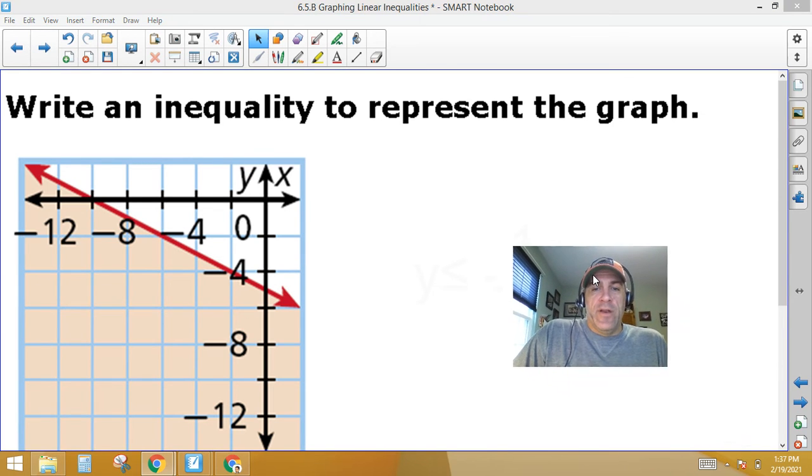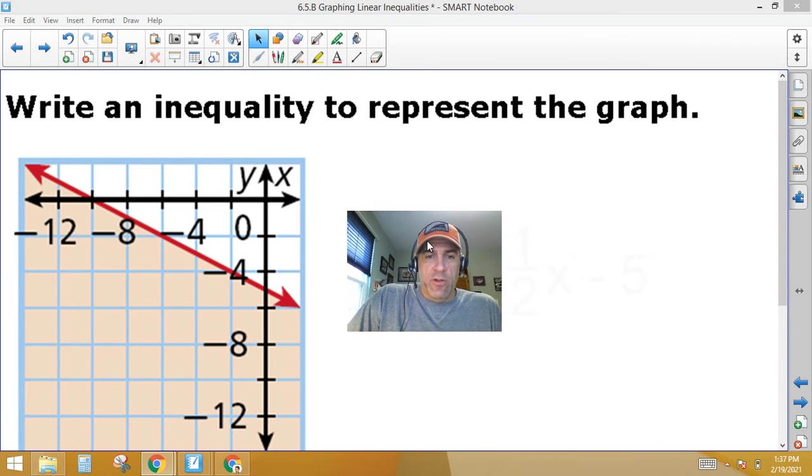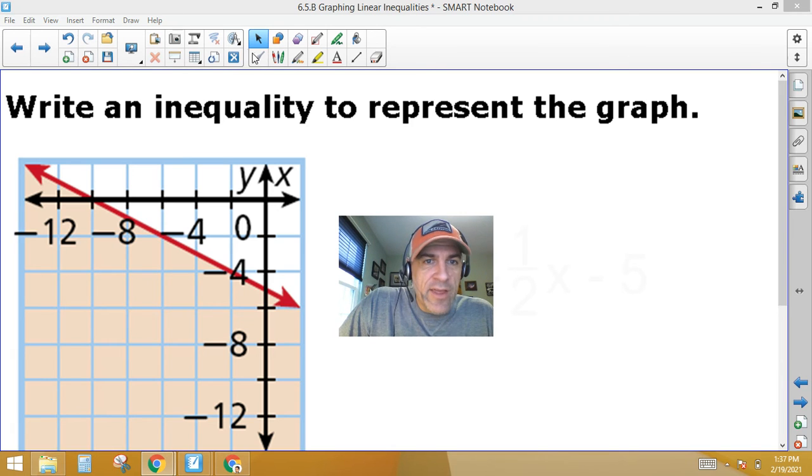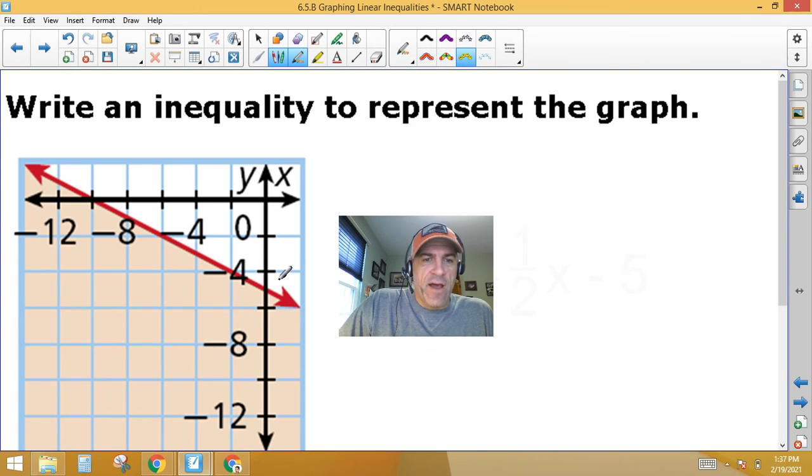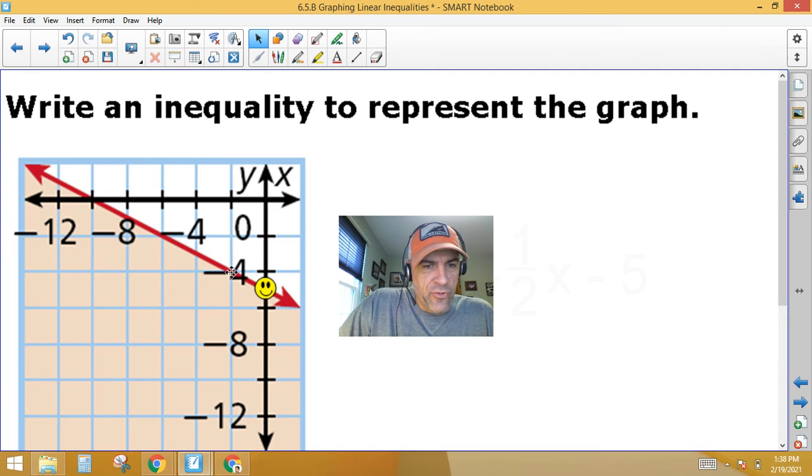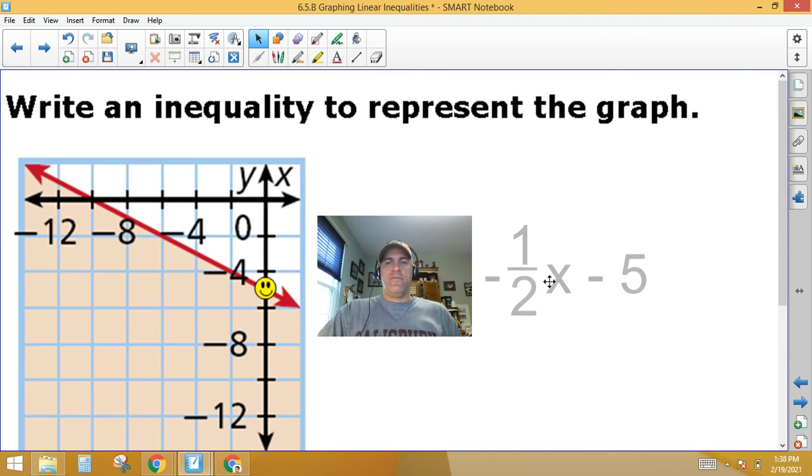Here we have another one. Similarly, it looks like my y-intercept is down here. It's halfway between -4 and -6, so it'll probably be -5 right here. And then my slope looks like it goes down. There's a spot down 1 over 2, down 1 over 2. So it will be -1/2 x minus 5.